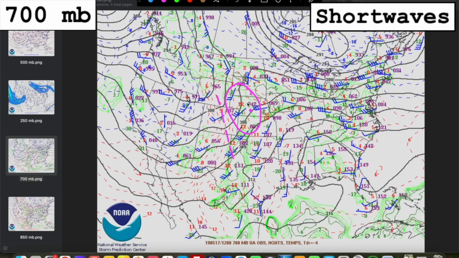Say we had just broad flow without a real trough in it, but we had little ripples in the flow. That can sometimes mean the difference. These shortwaves can sometimes mean the difference between no storms initiating and a lot of storms initiating.